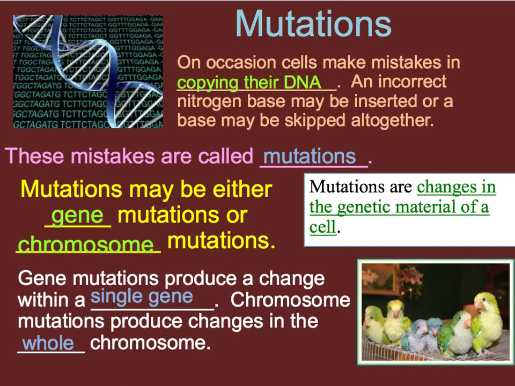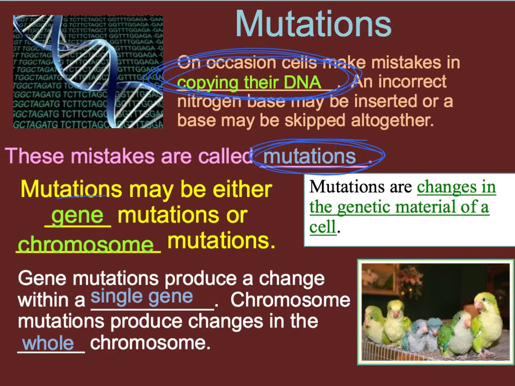Mutations. This can happen. We oftentimes think of mutations as being very, very bad, and we get the Hollywood image, or Teenage Mutant Ninja Turtles and such, but that's not always the case, okay? A mutation is simply a mistake in copying the DNA. An incorrect nitrogen base may be inserted or it can be skipped altogether. These are called mutations. Even though we've got the polymerase, which does the checking of it, mistakes can be made.